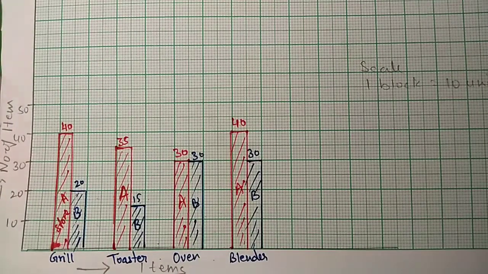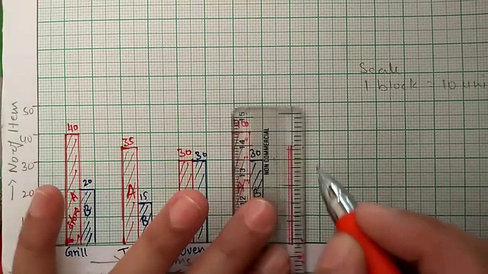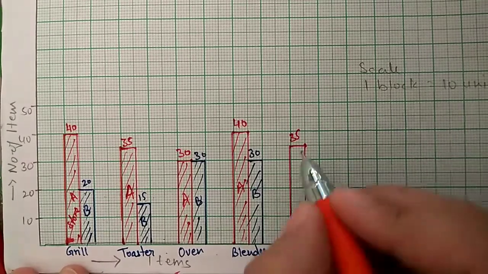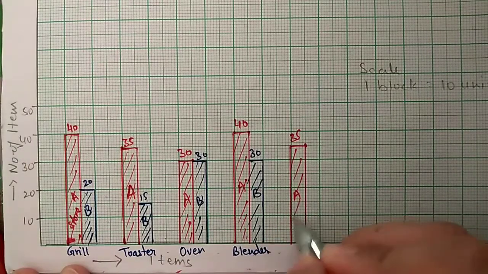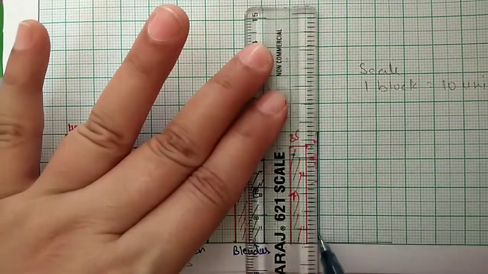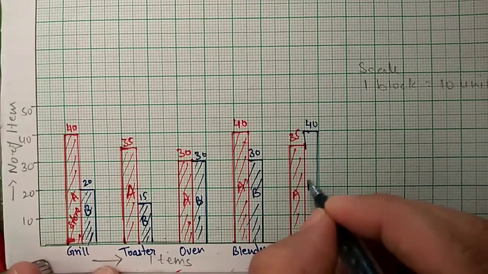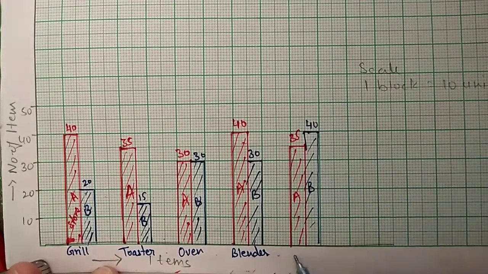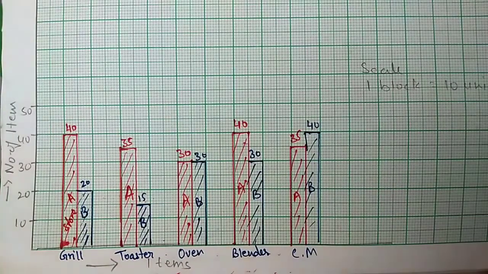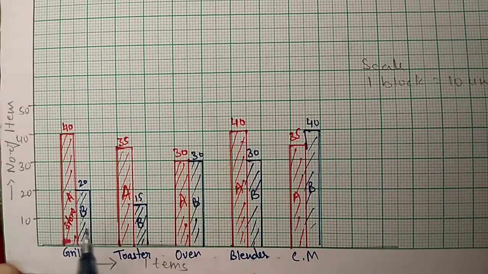Next, for coffee maker, for the first store it is 35, for store A, and for the second store it is 40. This is for coffee maker. Like this you can represent with double bar graphs. In this, in one graph only we are representing two stores' information.